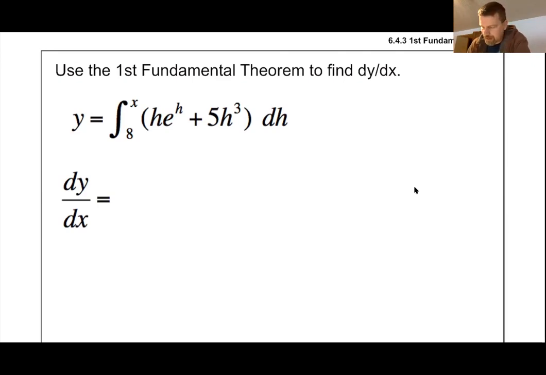The thing about this, I could have tried finding the integral, but I don't know what the antiderivative of this thing is. So I don't know if we could have done it. Actually, I do know we can find that, but it's a lot harder. However, since I'm just taking the derivative anyway, it's going to be the same exact function, but with an x instead of the h. So it's going to be x e to the x plus 5x cubed. That is all there is to it.